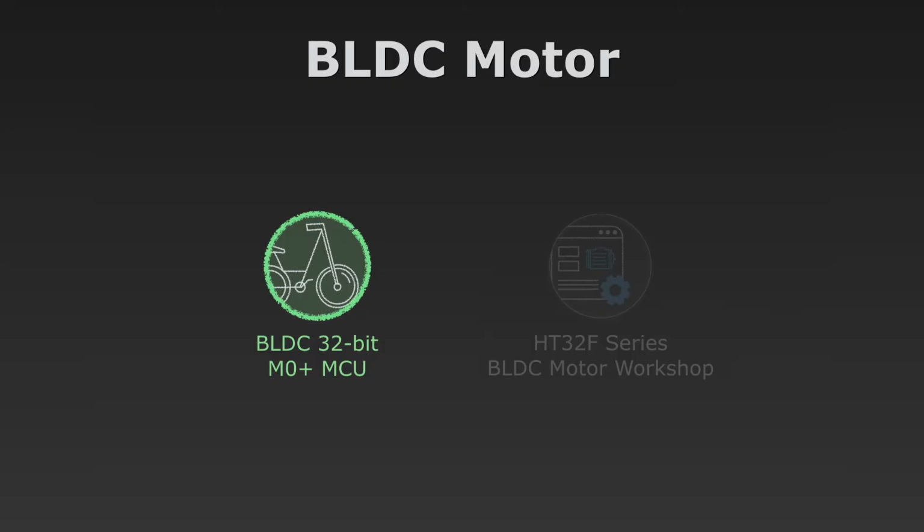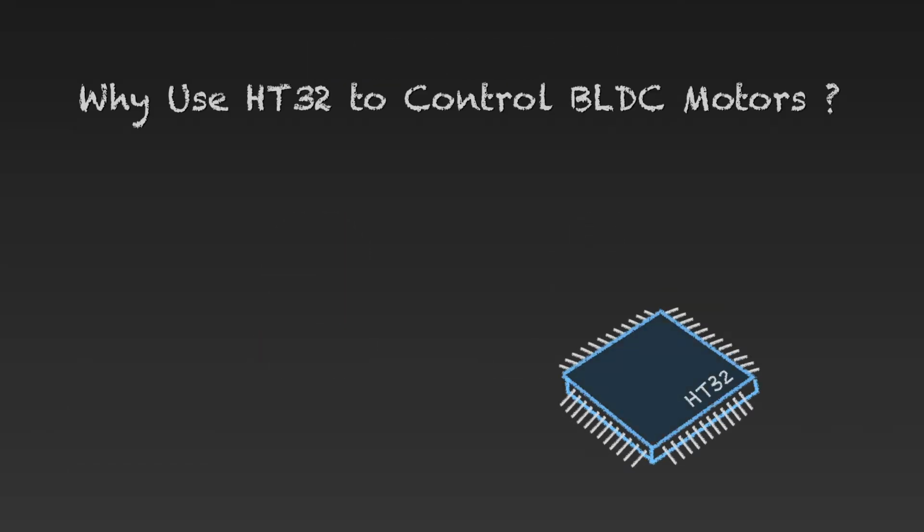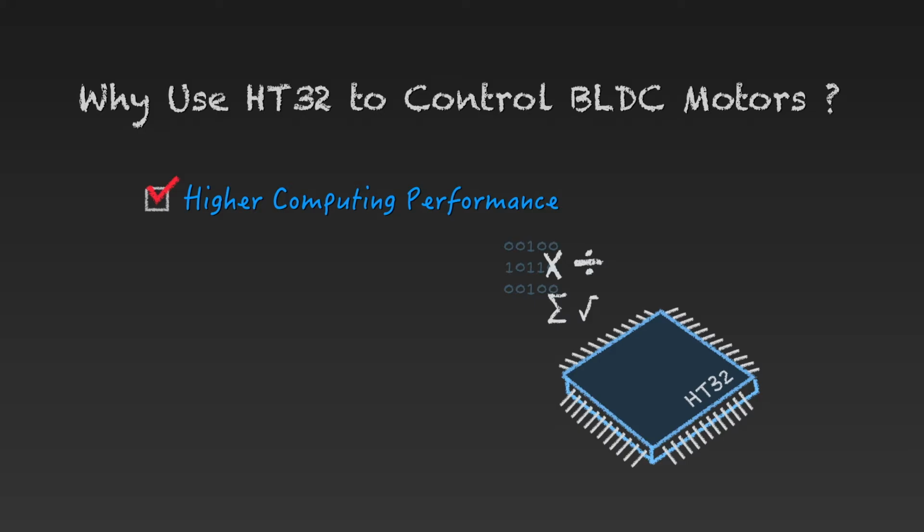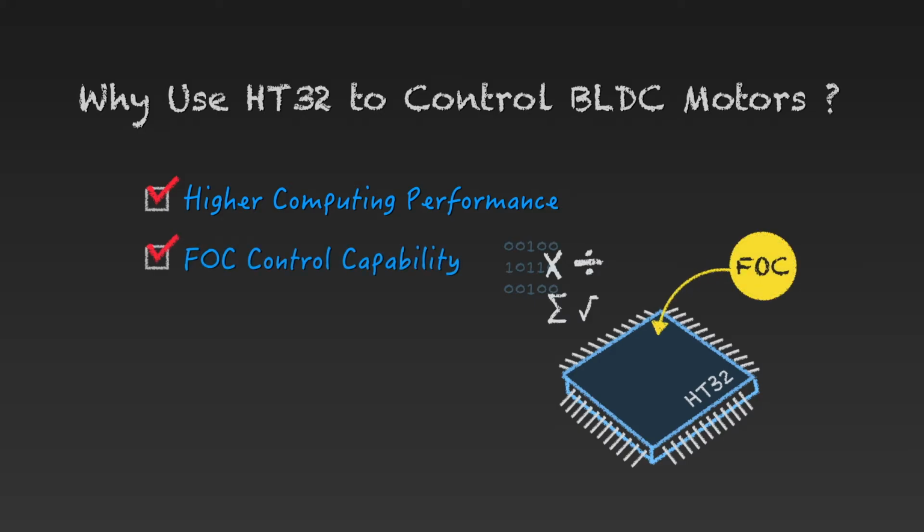Let's start with the first one, 32-bit M0 Plus MCU. And why must we use HT32 to control BLDC motor? The first reason is higher computing performance and the FOC control capability. So if you require FOC, then no doubt, just select HT32F series.